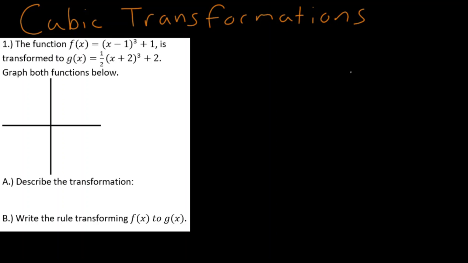Alright, and welcome to cubic transformations. Now, in number 1, we're given f of x is equal to (x minus 1) cubed plus 1 is transformed to g of x is equal to 1 half (x plus 2) cubed plus 2.